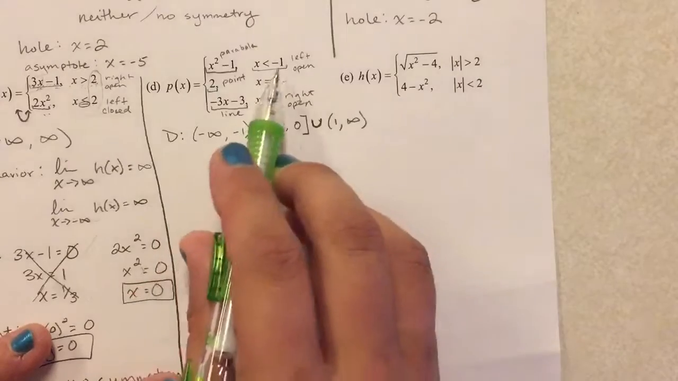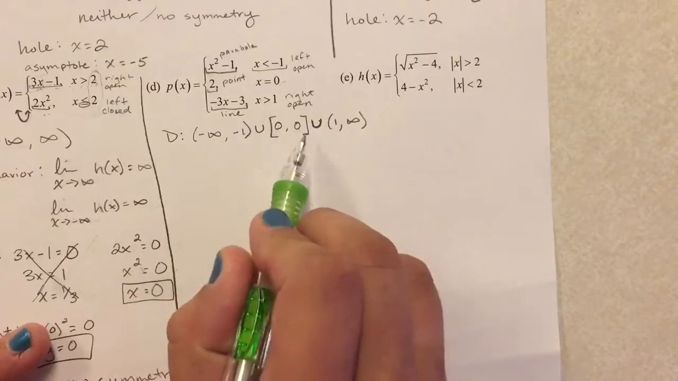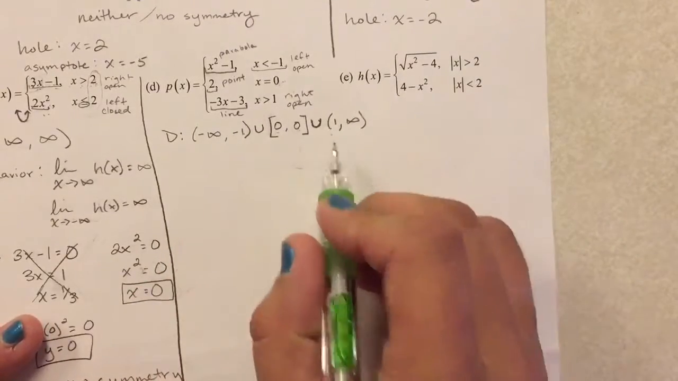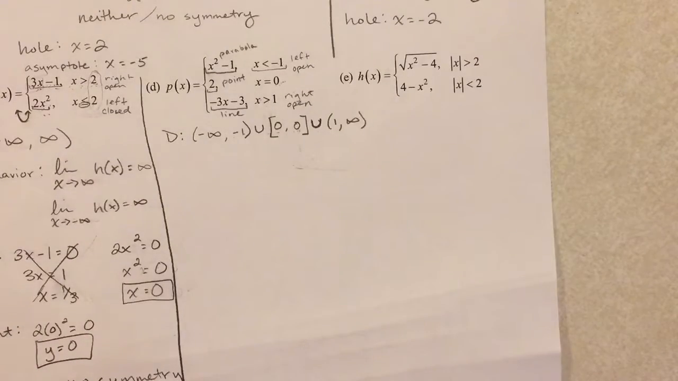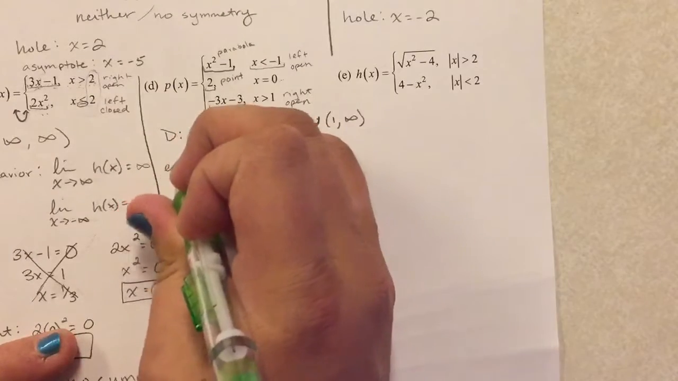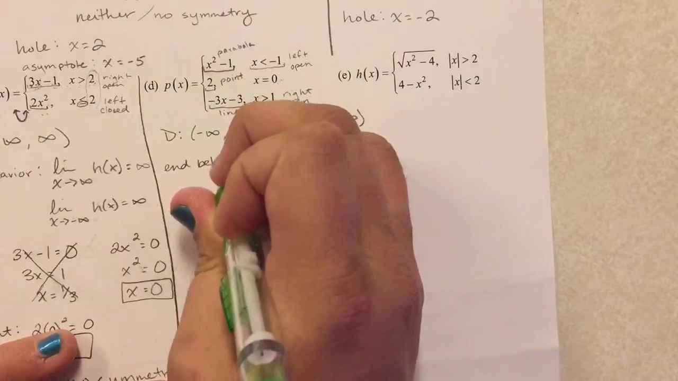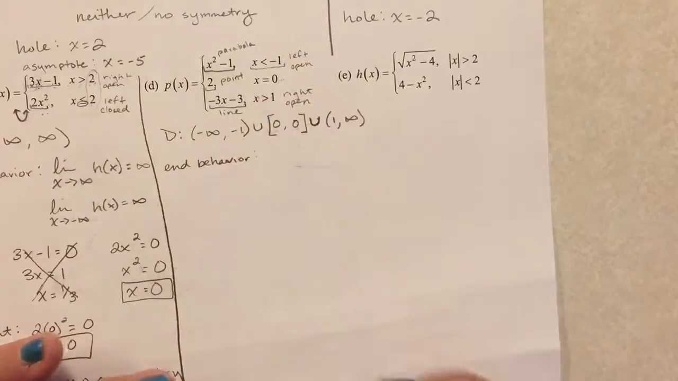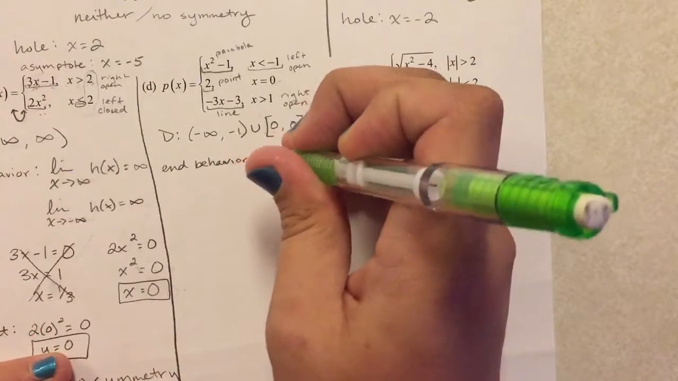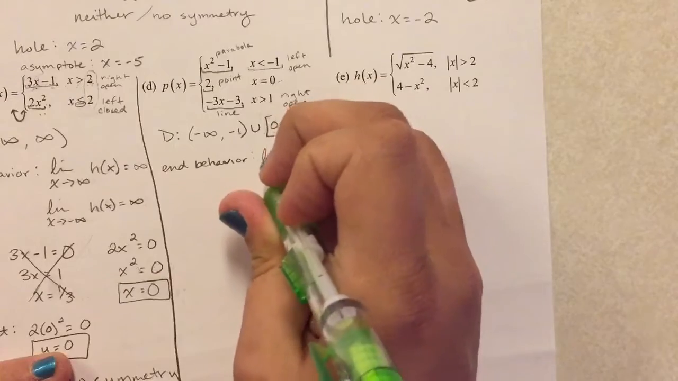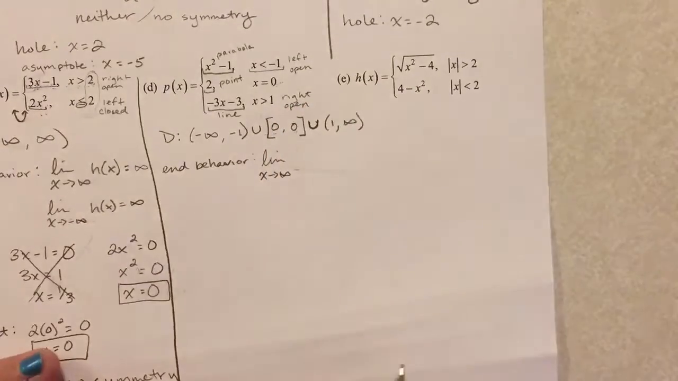From -infinity to -1, there's a break between -1 and 0. It includes the point at 0, and then there's a break until 1, which is not included, and it goes to infinity. All right, so checking end behavior. Okay, so end behavior, I did positive infinity first last time, so let's keep it consistent. Let's do positive infinity first this time.